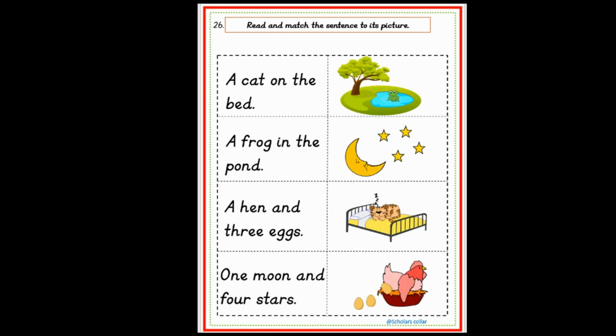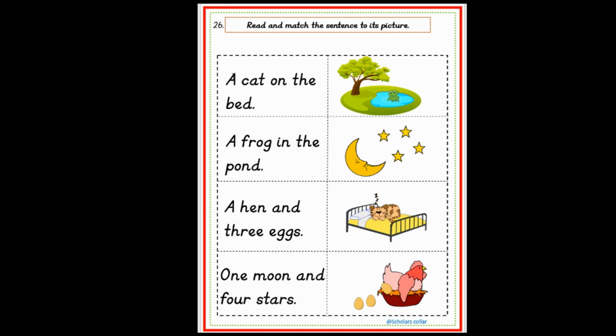Next, read and match the sentence to its picture. So here you're going to read and match the sentence to its pictures. A cat on the bed. So your child will have difficulty reading in the beginning, but this will give them good practice with reading words.